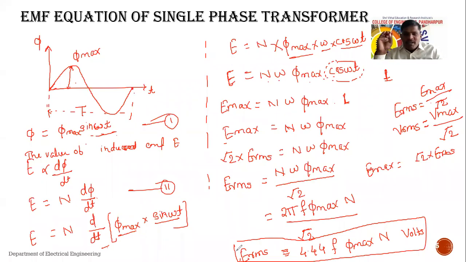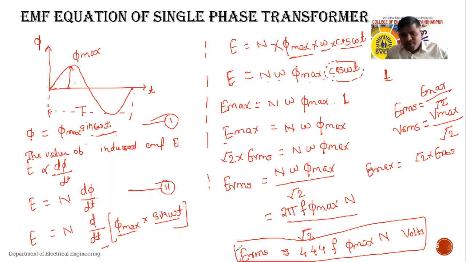So all of you keep in mind the EMF equation of the single phase transformer, that is E is equal to 4.44 f phi max into N. Here f is nothing but the frequency of the supply voltage, phi max is the maximum value of flux, and N is the number of turns present in that winding. And 4.44 is a constant.